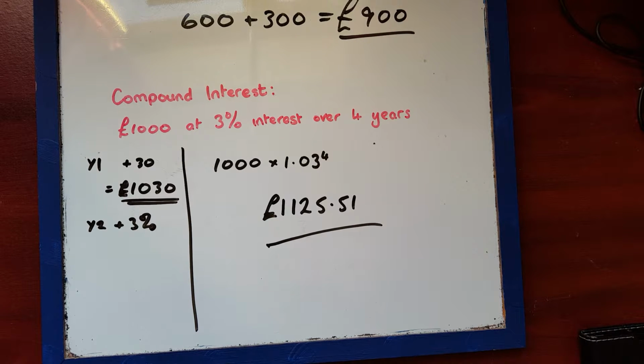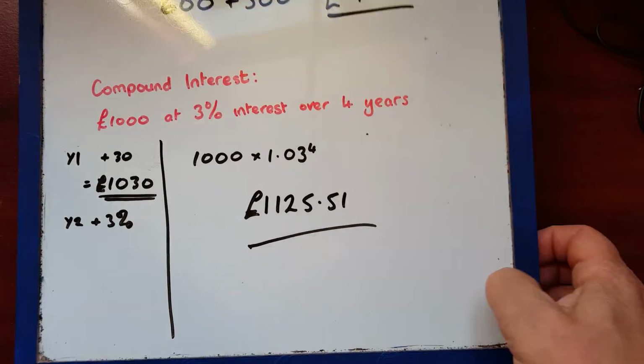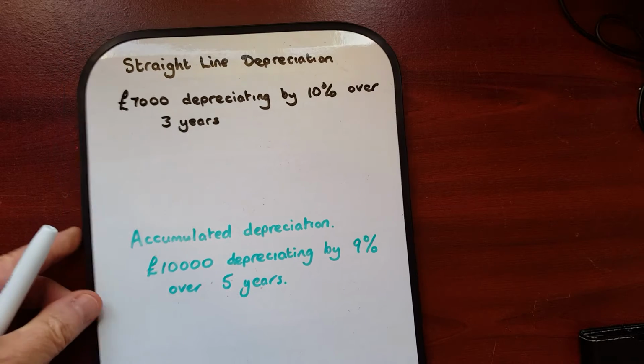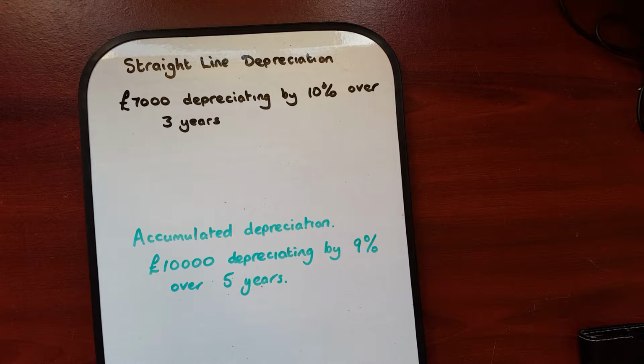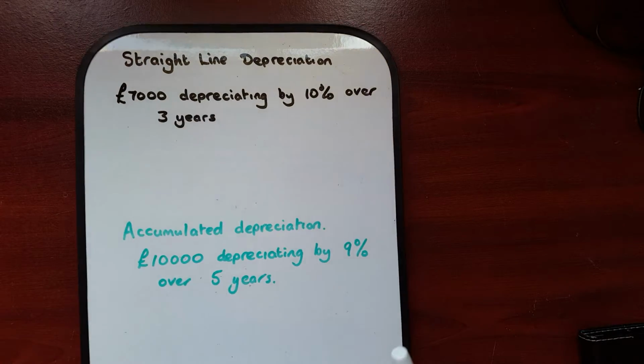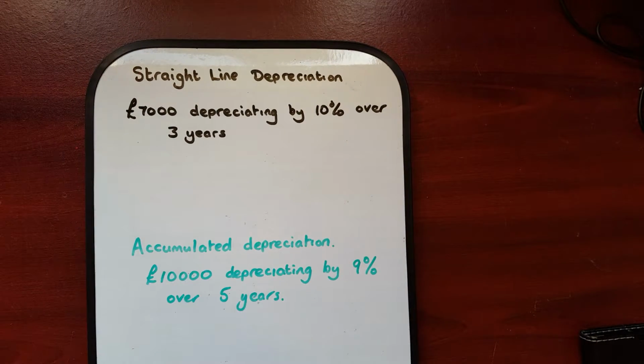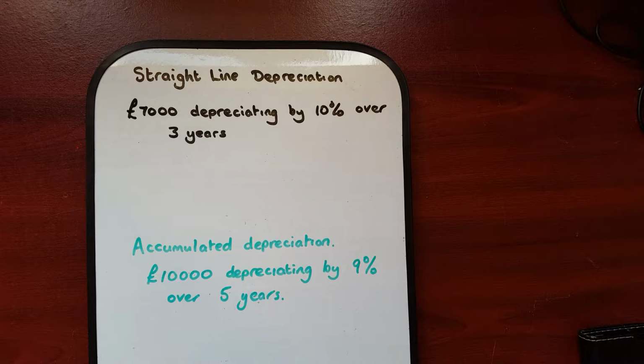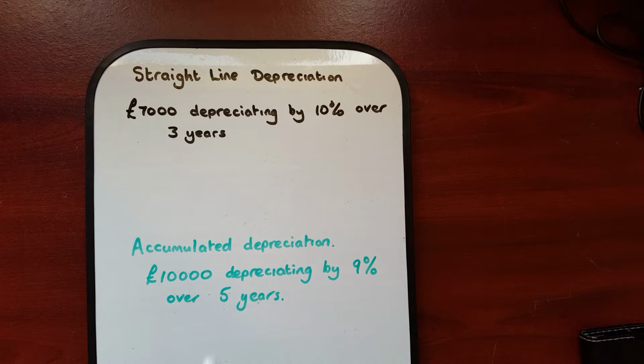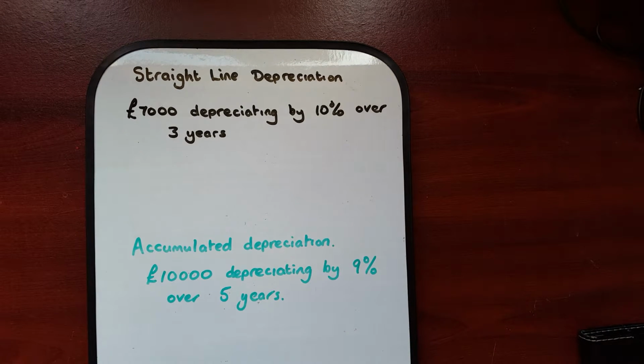Now, depreciation is the same thing. It's the opposite way round. Depreciation is when something loses money. So when you buy a car, for example, it goes down in value, and it goes by a percentage. There are 2 forms of depreciation that we can consider. One is called straight line depreciation, and that's the same as simple interest. The other one is called accumulated depreciation, and that's the same as compound interest. It's exactly the same kind of thing.